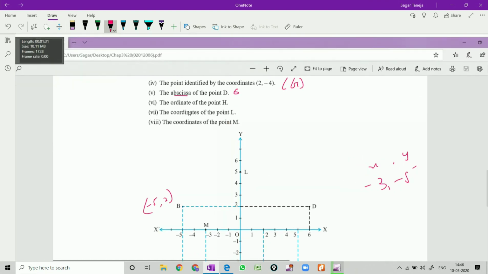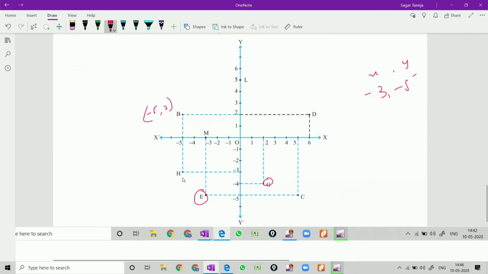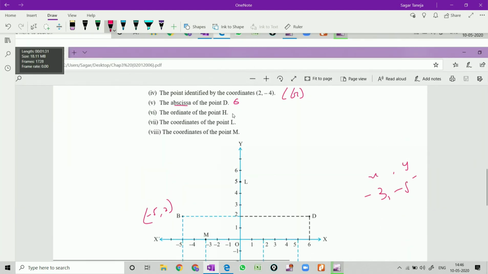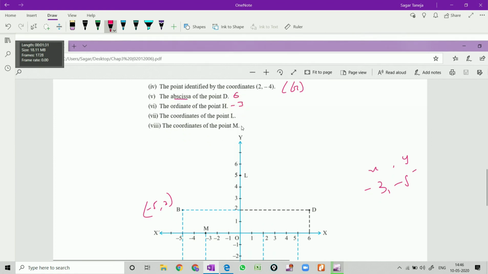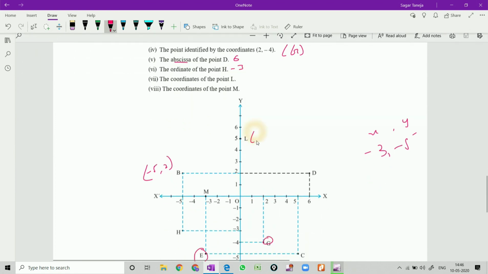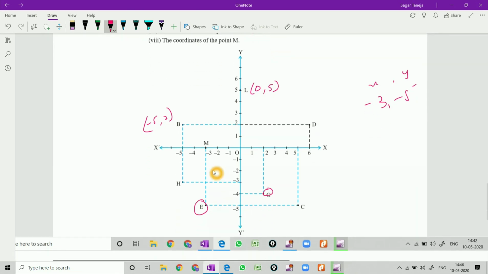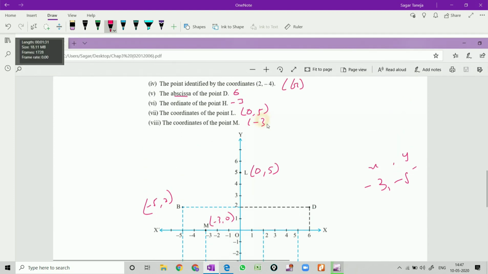Then ordinate of H. Where is point H? What is the value of y here? Minus 3. So we'll write here minus 3. Coordinates of point L. What are the coordinates of L? Here we have the value of y 5, but what is the value of x here? 0, obviously, because it is on the y axis, and y is 5. So we can write here 0 comma 5. Then coordinates of point M. Here we have x minus 3 and y is 0 because it is on the x axis. So minus 3 comma 0.